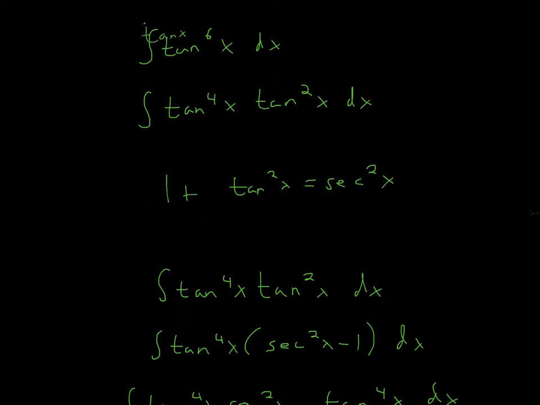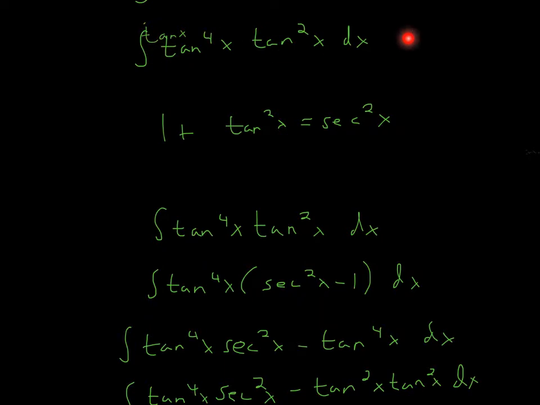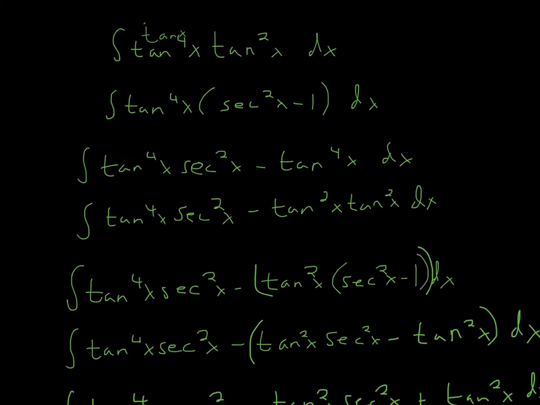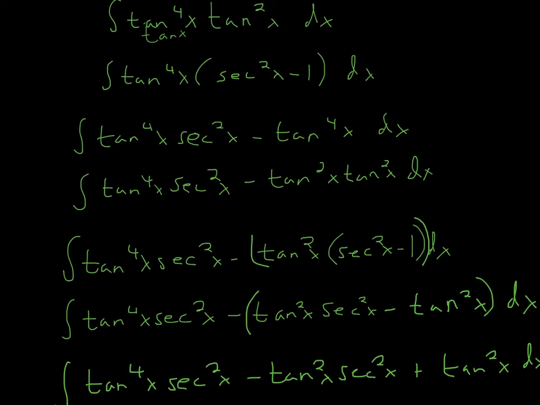So we can have 1 plus tangent squared x equals secant squared x. So we can take this expression, and for tangent squared x, we can do secant squared x minus 1, because if I subtract 1 on each side, it'll be tangent squared x equal to secant squared x minus 1. So now since we have that, we can multiply it across. So we have tangent to the 4th x times secant squared x, and then tangent to the 4th x minus tangent to the 4th x.